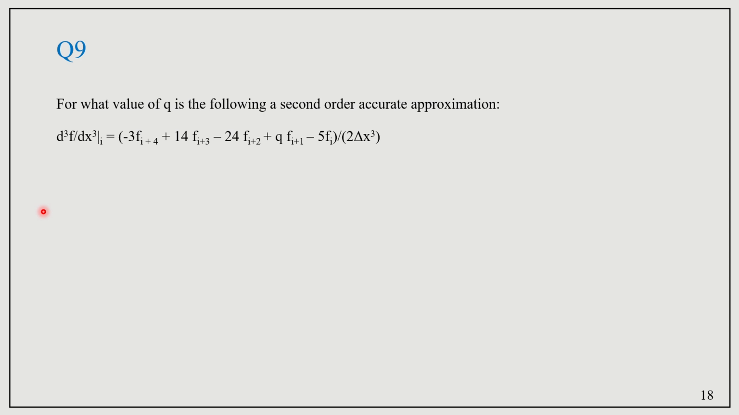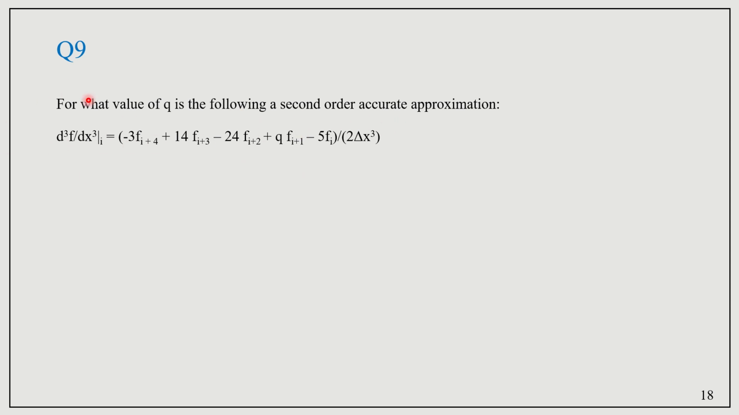Okay, we'll see. d cube f by dx cube equals minus 3 f at i plus 4 plus 14 into f at i plus 3 minus 24 into f at i plus 2 plus q into f at i plus 1 minus 5 f at i, divided by 2 into delta x cube. So we need to find the value of q for the following second order accurate approximation.